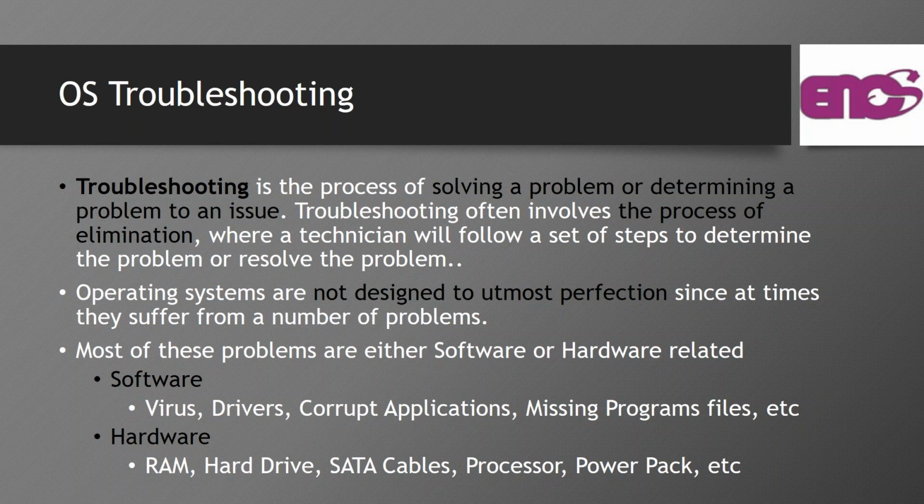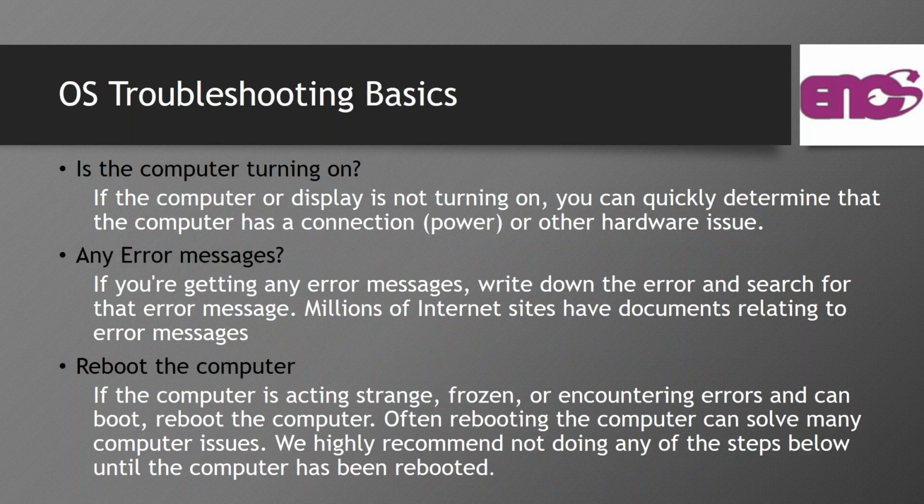Now, operating systems are not designed to utmost perfection. So operating systems can crash, they can have issues at any point in time. So you need to understand that these issues would occur. Most of these problems are either software or hardware. So software could be virus, driver, corrupt application, missing program files. Hardware could be RAM, hard drive, SATA cable, processor, power pack. Now, these are some of the basics which you can troubleshoot an operating system if there are issues.